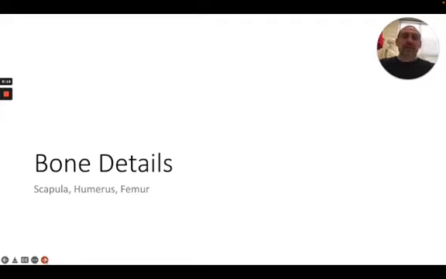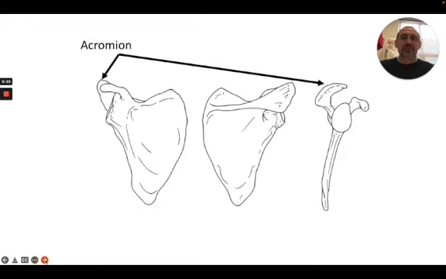This video is going to focus on some details of the bones. These are features that are unique to certain bones and some of their details. For example, we'll look at the scapula, the humerus, the femur, and just some of their details. So in the scapula, we have some processes that stick out of the scapula.